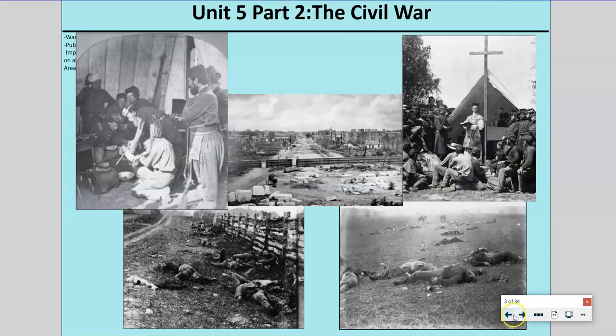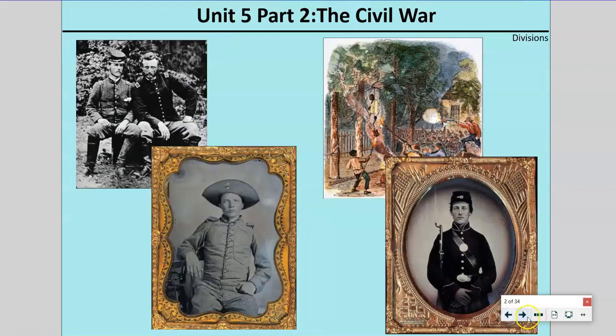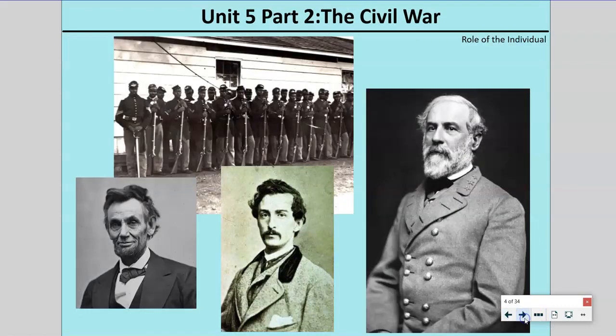We're going to go through these slides together eventually in class. I just look at some of these pictures with you, and we chat about some of the big ideas of the war. But we'll do that in class. It's more effective in person.